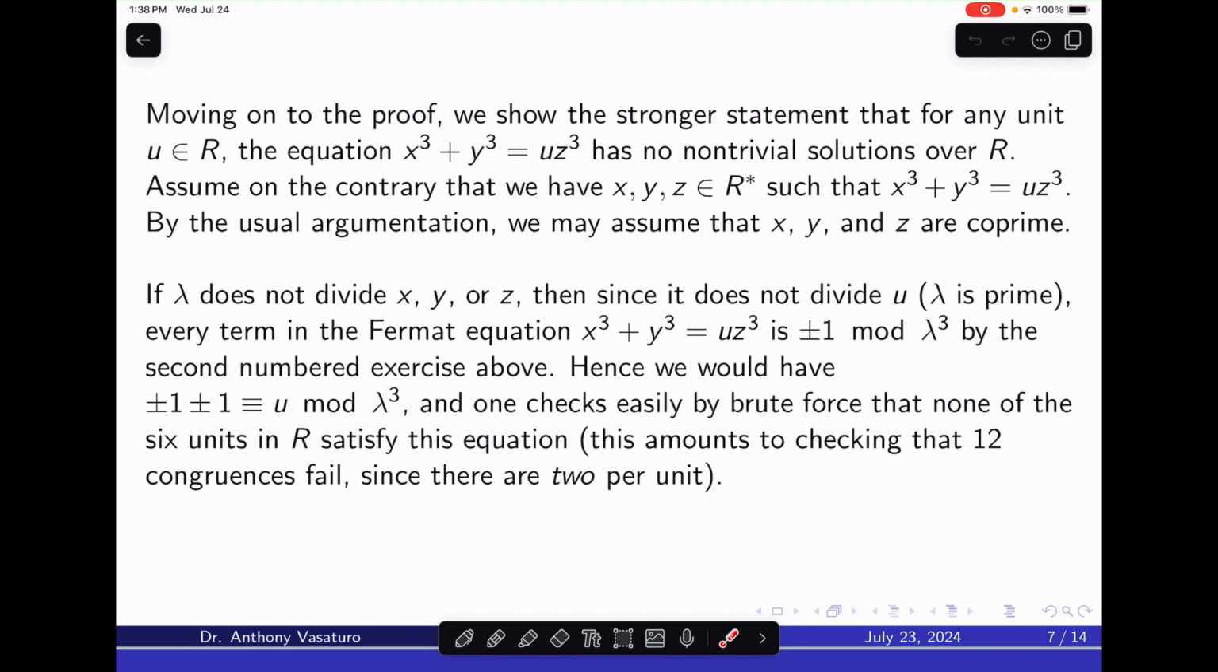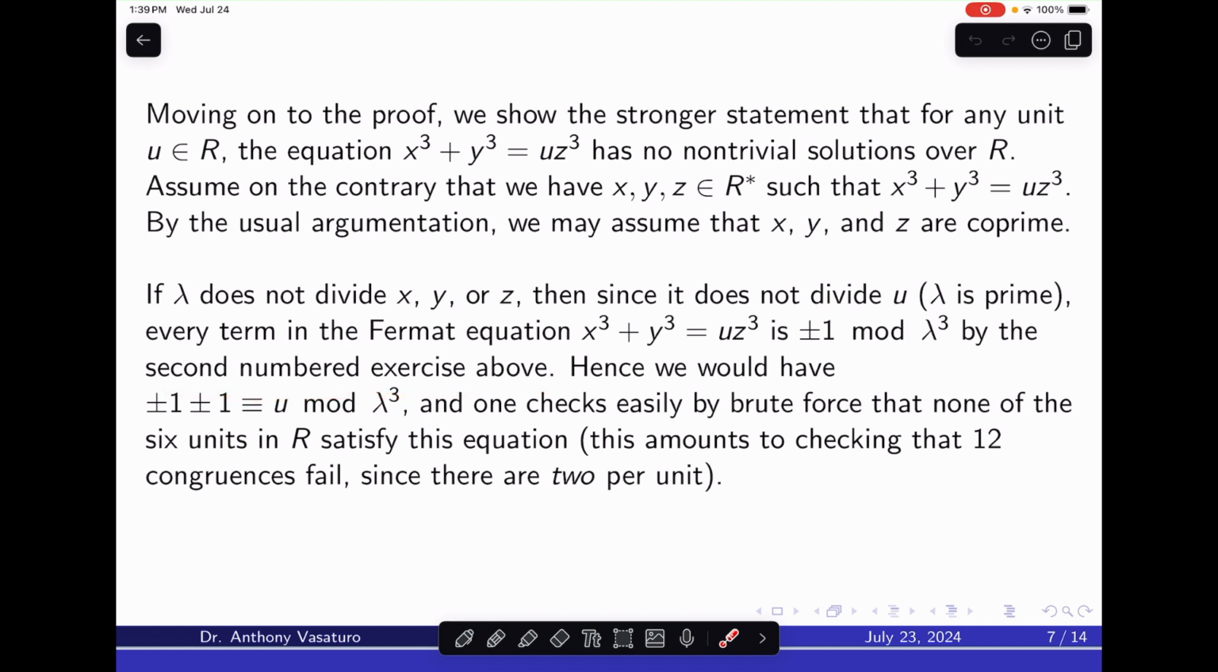Let's assume to the contrary that we have x, y, and z in R star, so non-trivial elements of R, such that x cubed plus y cubed equals u z cubed. By the usual argumentation, back from earlier in chapter 1, we can assume that x, y, and z are coprime in R. Now, if lambda does not divide x, y, or z in R, then since it does not divide u, because u is a unit and lambda is prime, so check that, every term in the Fermat equation x cubed plus y cubed equals u z cubed is plus or minus 1 mod lambda cubed. That's by the second numbered exercise above.